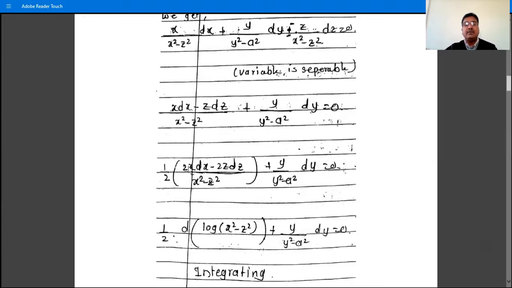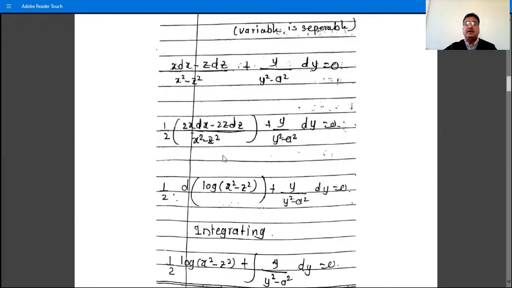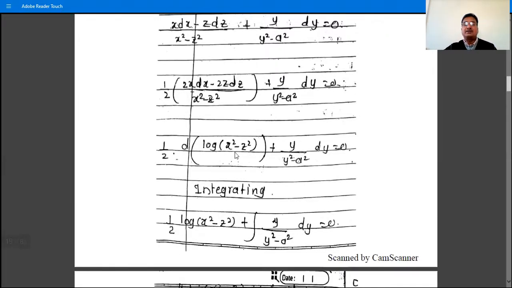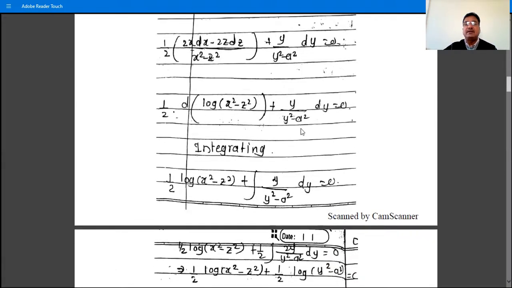So what do we have? 1/2 in bracket (2x dx minus 2z dz) divided by (x square minus z square), and this function as it is, y by (y square minus a square) dy. And this bracket is the derivative of log (x square minus z square) by using the rule of integration of f dash x divided by f x. So if you find the derivative of log (x square minus z square), it is 1 by (x square minus z square) into the derivative of x square minus z square, which is 2x dx minus 2z dz, plus y by (y square minus a square) dy, and then integrating.